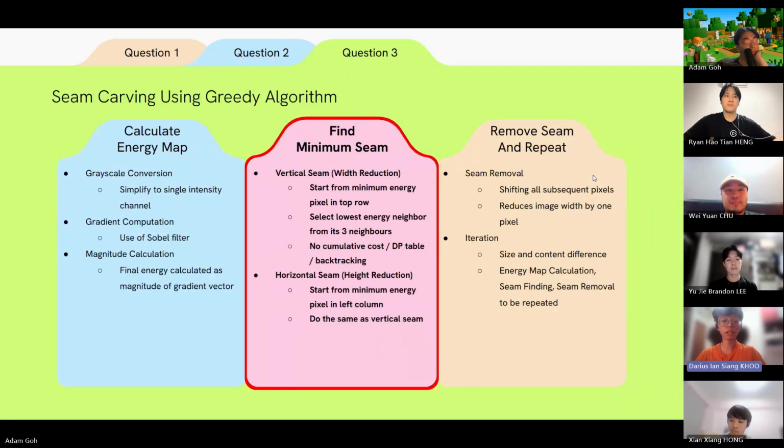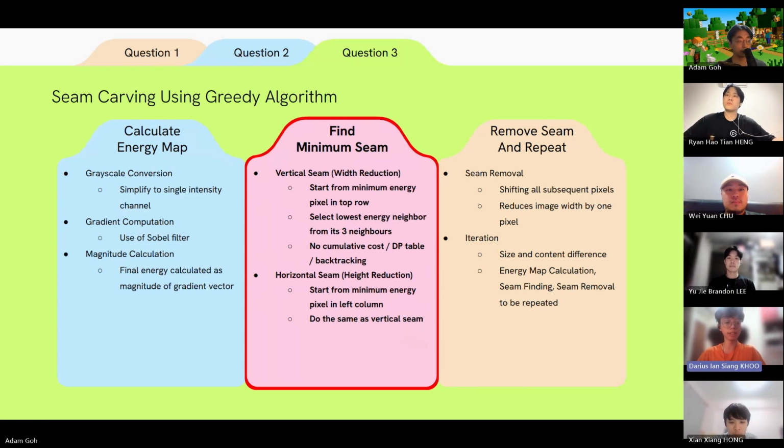Thanks, Joel. Now that we've talked about how seam carving with dynamic programming works, the greedy algorithm is pretty much the same for the first and last step. I'll focus on the step in between, which is how we actually find the minimum energy seam using the greedy algorithm. Once the energy map is ready, the goal is to pick a seam that has the lowest total energy.